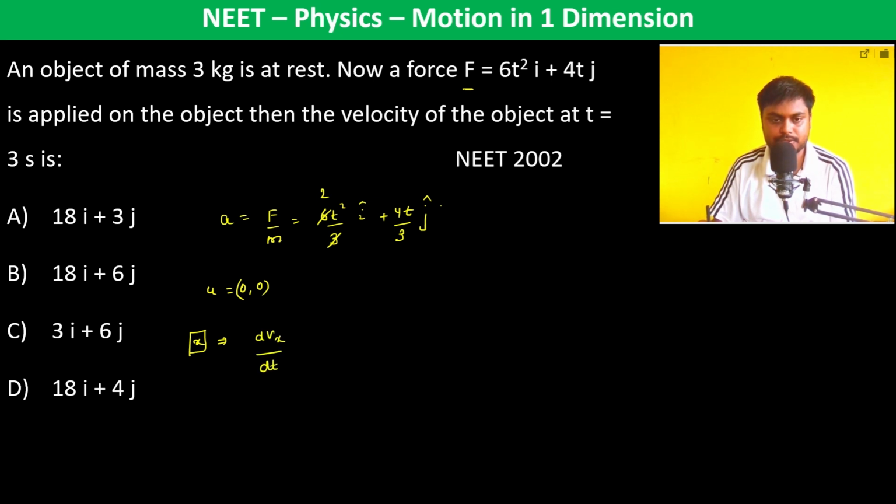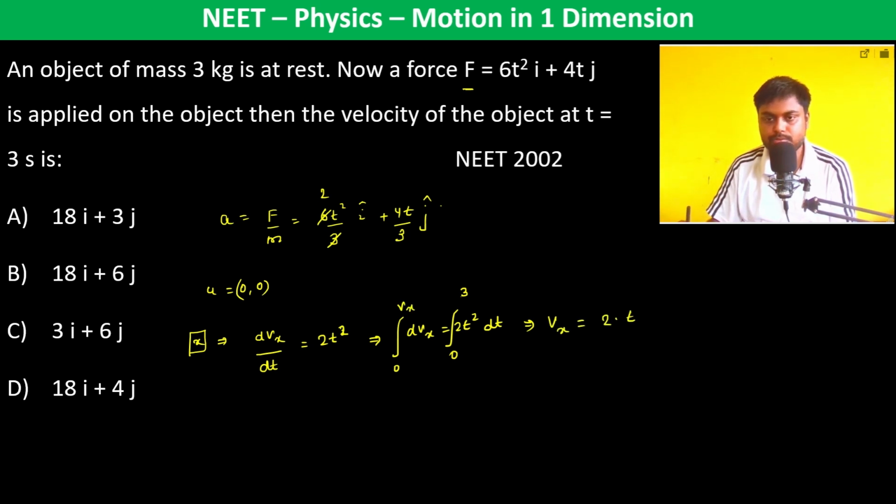dvx by dt is going to be 2t square, so dvx is equal to 2t square dt. We integrate it from t equals 0, where the velocity was 0, to t equals 3 seconds. This is going to be 2 into t cube by 3, which is 2 into 3 cube by 3, which becomes 18 i cap.